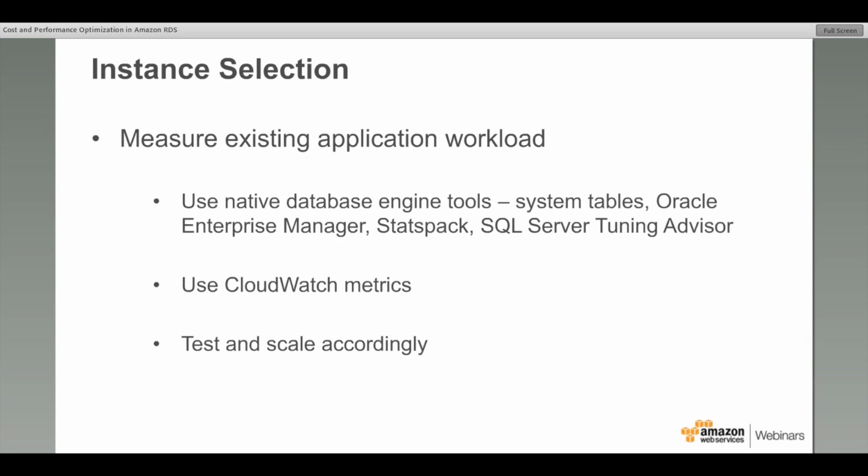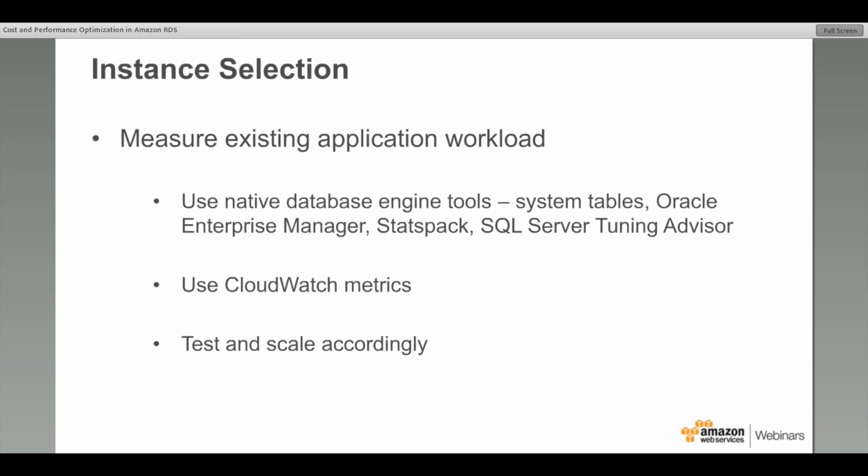So how can I essentially measure my existing system? Of course, because we are exposing 4 relational database engines, we don't add or subtract anything from the operation of those databases. We just provide some automation in terms of backups and high availability. So what that really means is that you can use your standard database engine tools to be able to measure your existing workload.